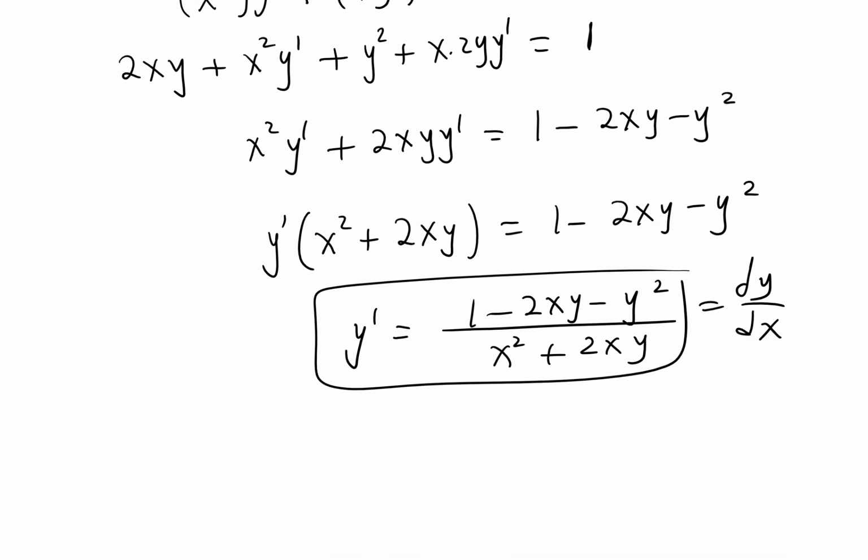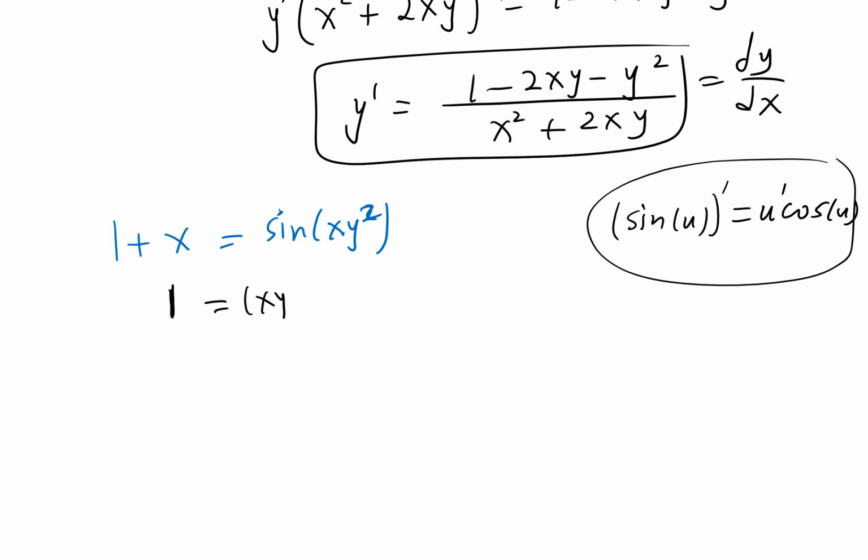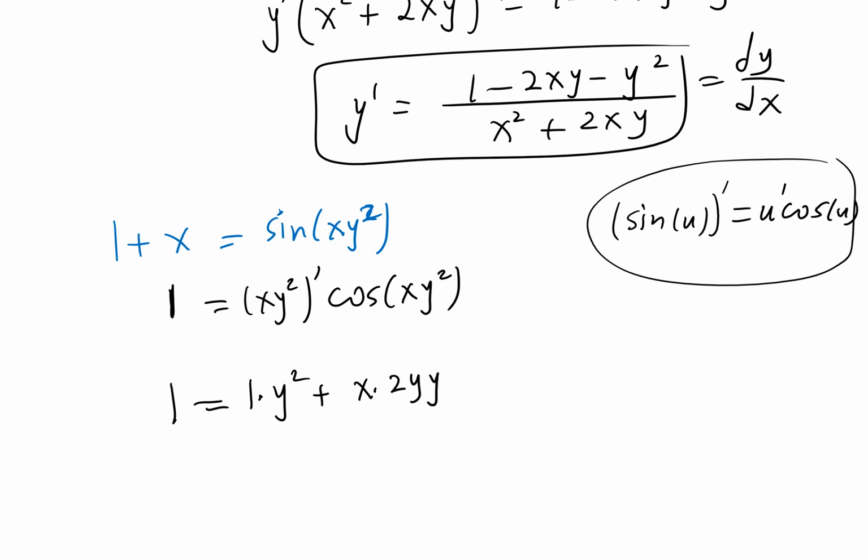Next example, again, find y prime for 1 plus x equals sine of xy squared. Hope everyone tried it. So the derivative of 1 is 0, the derivative of x is 1. To recall, the derivative of sine u is u prime cosine u. So it's the derivative of xy squared times cosine of xy squared. So the derivative of this one is 1 times y squared plus x times 2y y prime, times cosine xy squared.